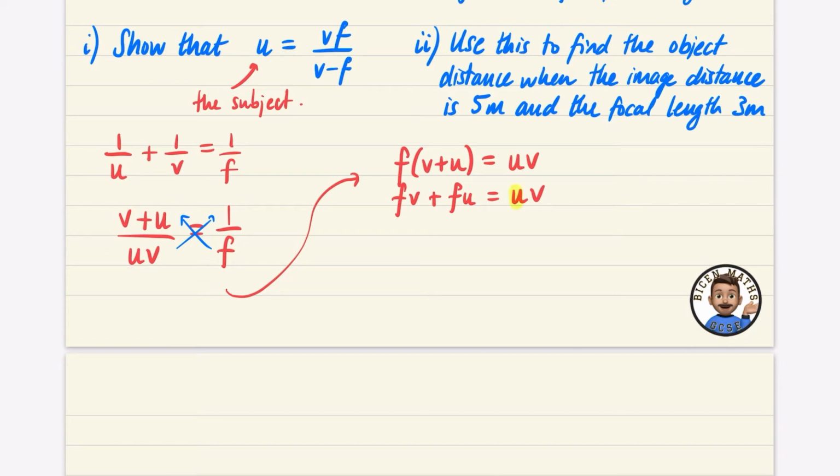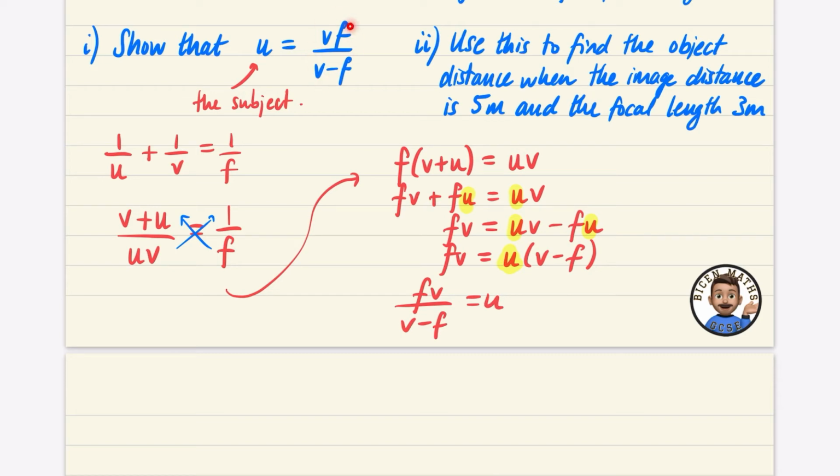Now I've got u in two places. I'm going to subtract and get it onto one side and leave the other ones on the other side. So fv equals uv minus f multiplied by u, and then I'm going to factorize because I have u in two different places. You can see why this is a very challenging question. If I take a factor of u out, I get v minus f. Finally, I have got u all by itself, so all I need to do now is divide this by this, and then we'll see if it's the same as the question. So fv divided by v minus f equals u.